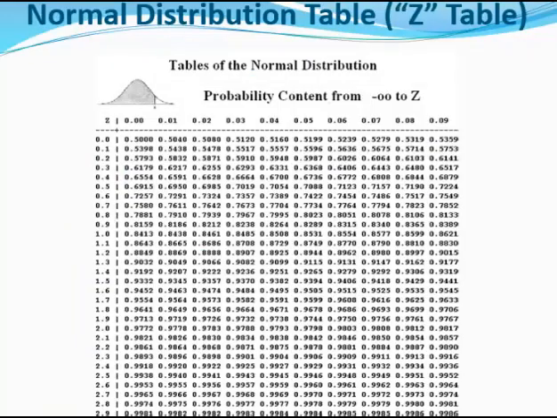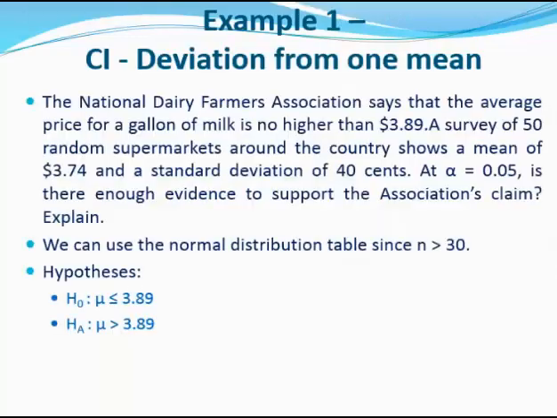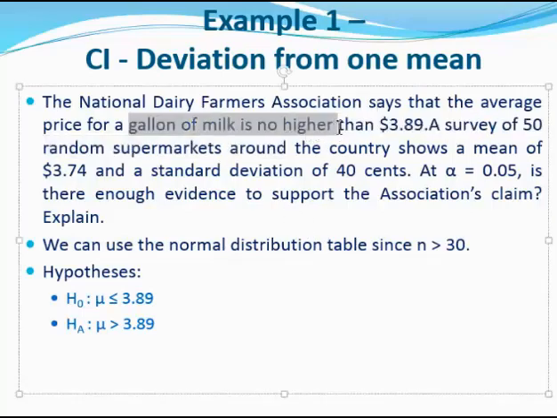Now remember, is this a one-tailed or a two-tailed distribution that we're looking at? I'm going to show this to you again, and you can pause it if you like, before you figure it out. So now I would pause it, and think to yourself, is this a one-tailed or a two-tailed? Okay, now that you've unpaused it, the answer, of course, is that it's one-tailed because you're only looking in one direction. The sample says that the average price for a gallon of milk is no higher than $3.89.